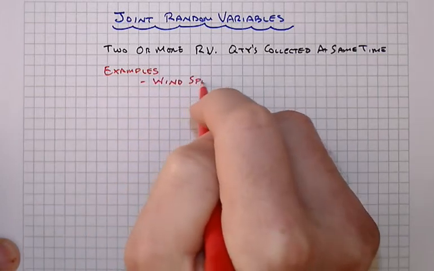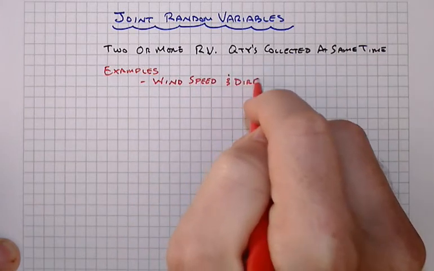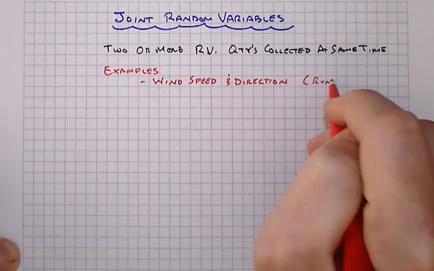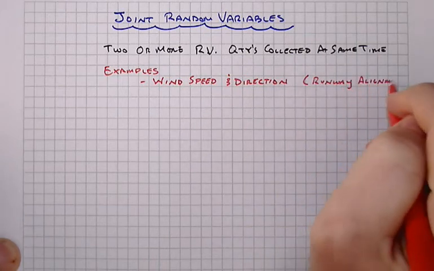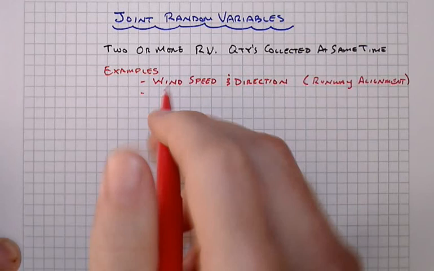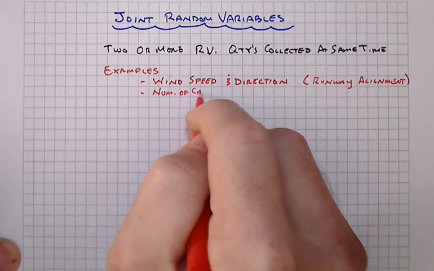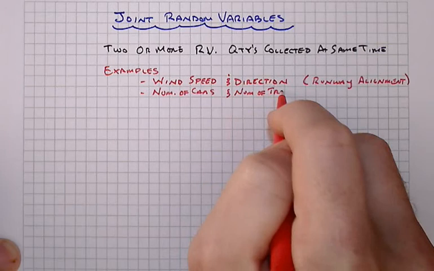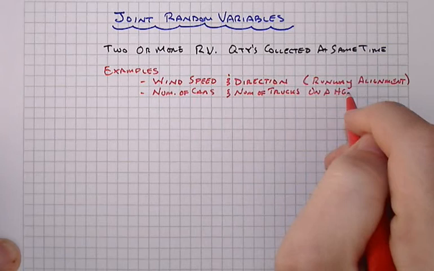There might be an interest in wind speed and the direction if you were designing, say, a runway and wanted to know in what direction that runway should be aligned. Another typical kind of situation might be the number of cars and the number of trucks on a highway segment that are happening simultaneously.